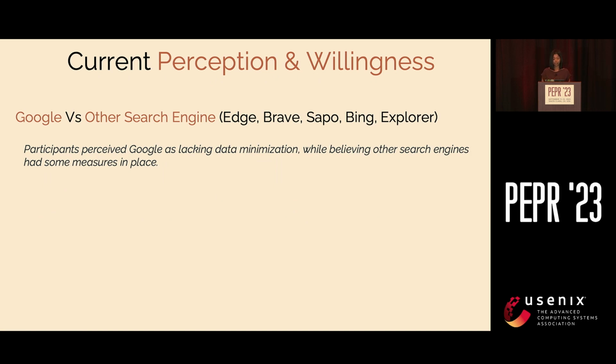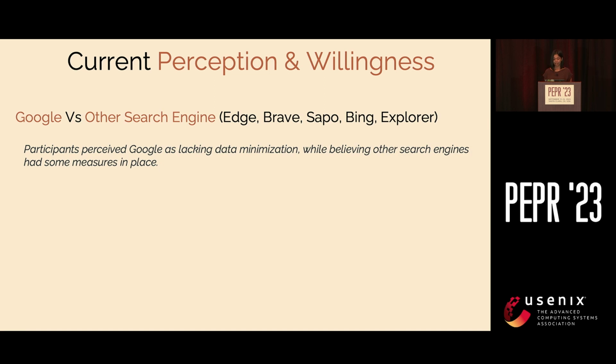First, I'll just go over some of the themes, where there are many. The first one is their perception of Google versus other search engines, where participants tended to perceive that Google lacks data minimization while believing other search engines had some measures in place. This varying perception was shaped by their experience of receiving less accurate results on other search engines, which confirms the narrative that they have, the idea that AI or machine learning models need more data to give good results.